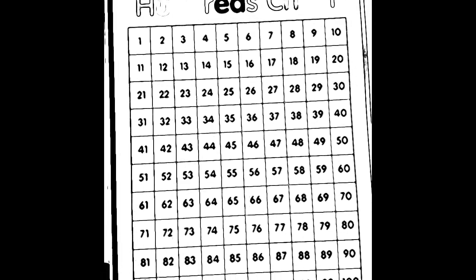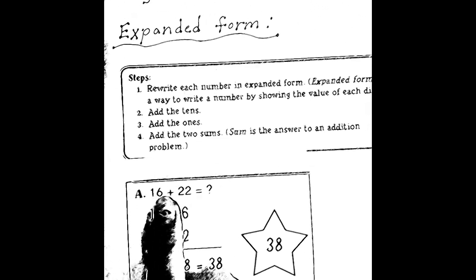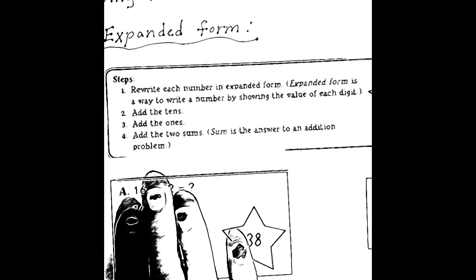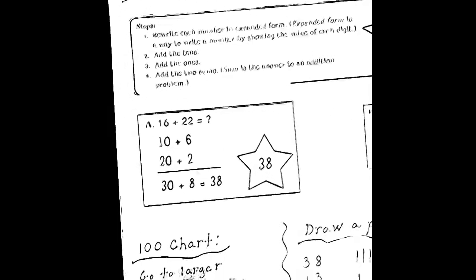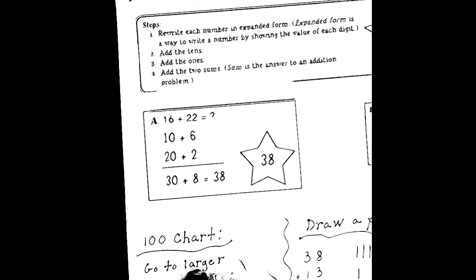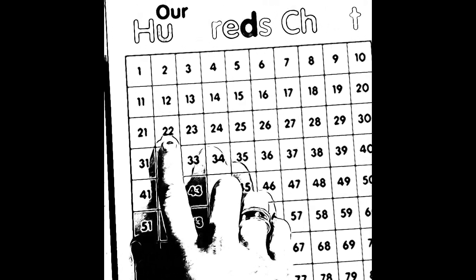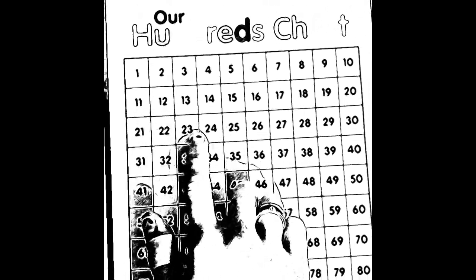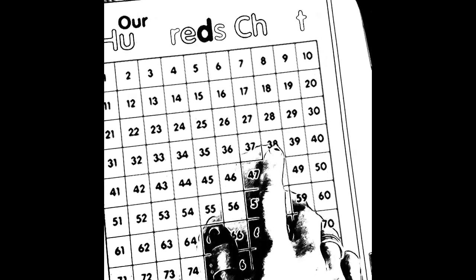So for example, I will go ahead and use our example A from up here. We'll ignore the expanded form, but our 16 plus our 22. So for the hundreds chart, we will go to the larger number and then add on. So our larger number in this problem would be the 22. So the student can just navigate and look to the number 22, and they could count up 16 to get them to the 38.